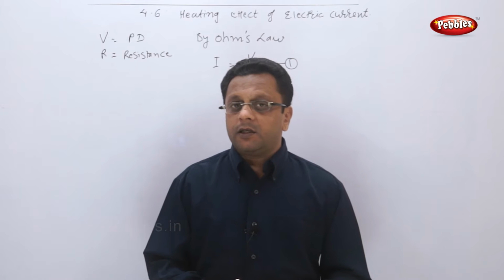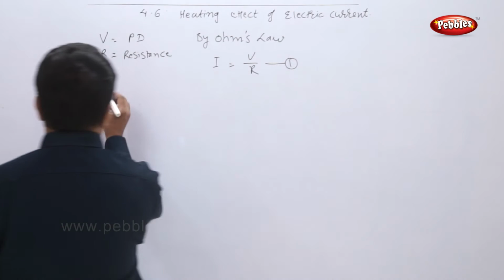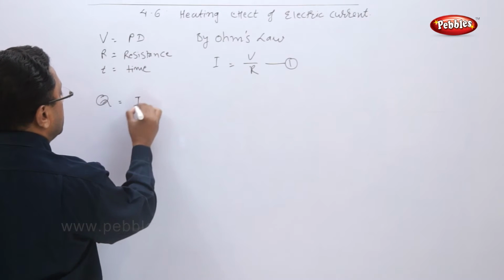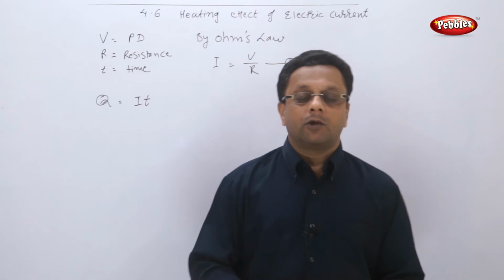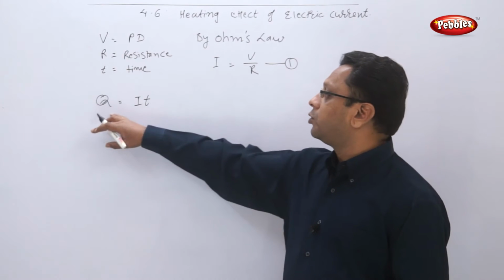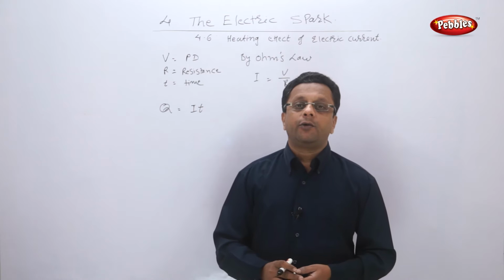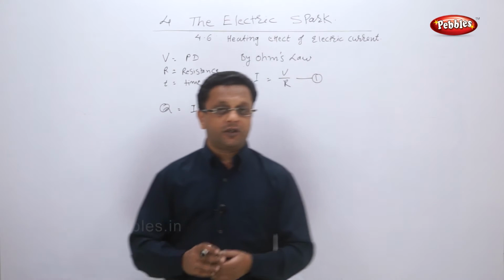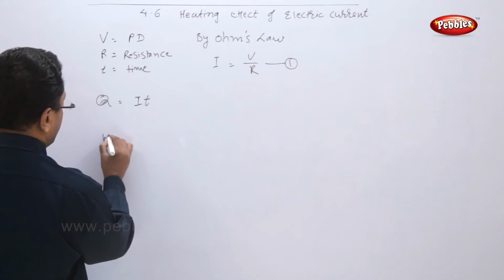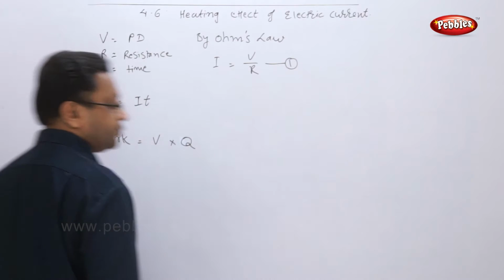Now if the current I is passing through the conductor for time t, then what will be the charge? The charge Q, where t is the time, will be Q is equal to I t. Now the potential difference is the work done during the flow of charge. So the work done during the flow of charge will be given by work is equal to potential difference into charge Q.